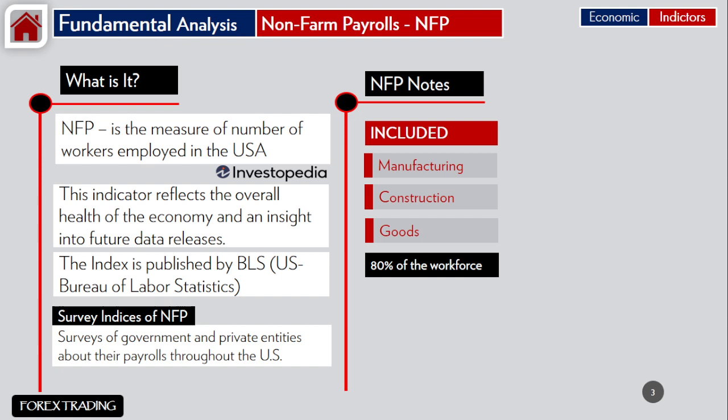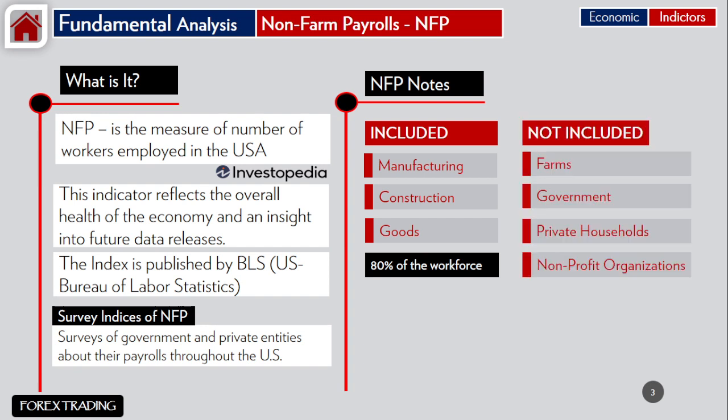So what is included in this survey? The manufacturing sector, construction sector, and goods related sector are included in this survey, which is 80% of the workforce. And what is not included? Farm jobs are not included in it. That's why it is called non-farm payrolls. And some private household jobs and non-profit organizations are not included in this survey.